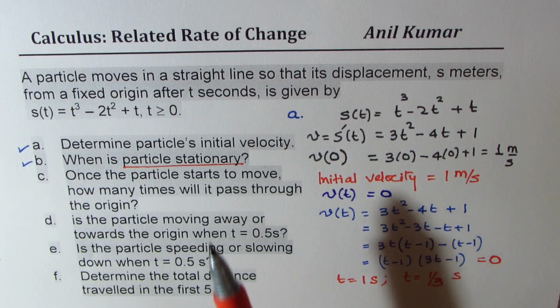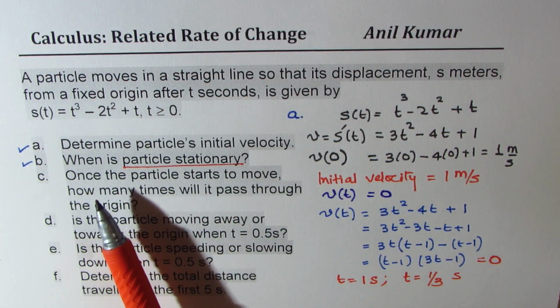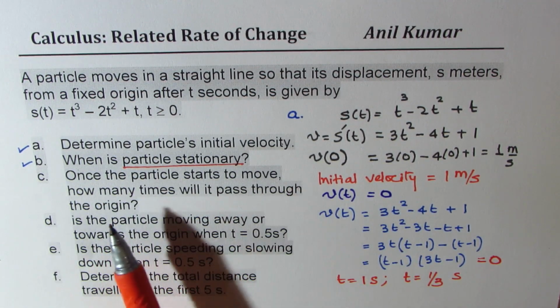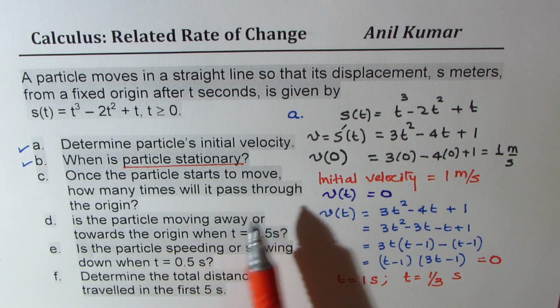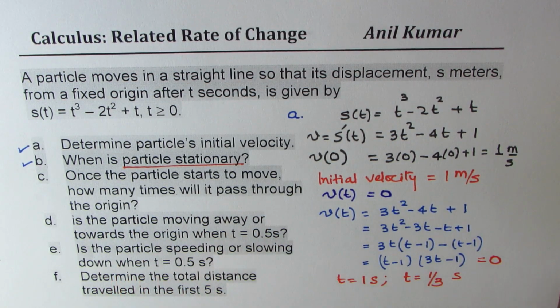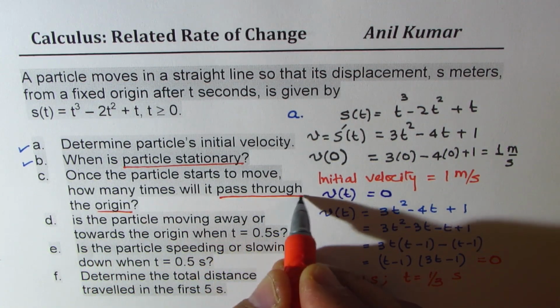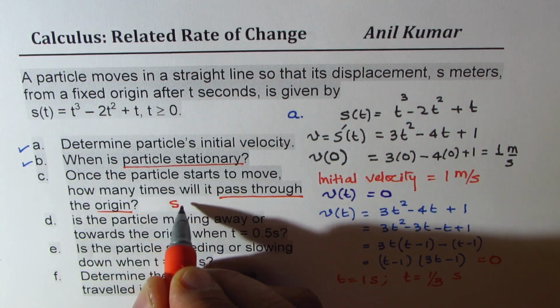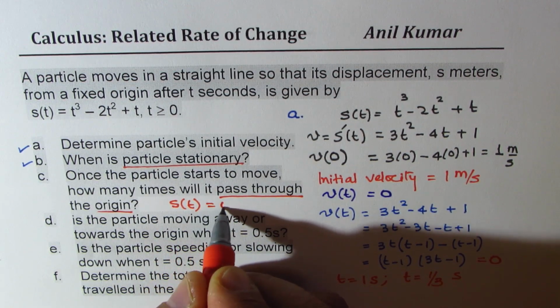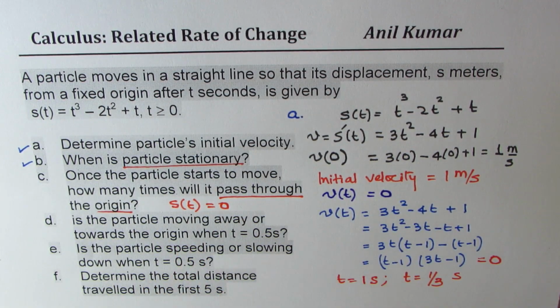Now we'll move on and try to understand, once the particle starts to move, how many times will it pass through the origin? When we say pass through the origin, what does that mean? That means at that time, s of t should be equal to 0. Is that okay? So we'll look into this and then answer the other parts of this question.